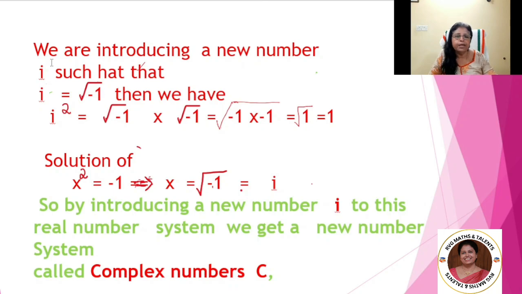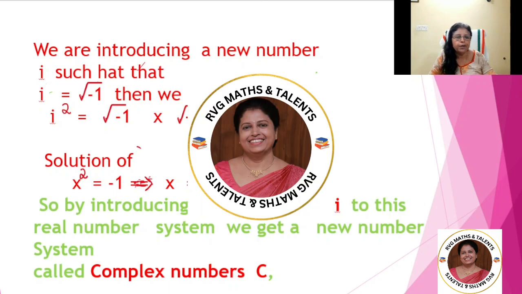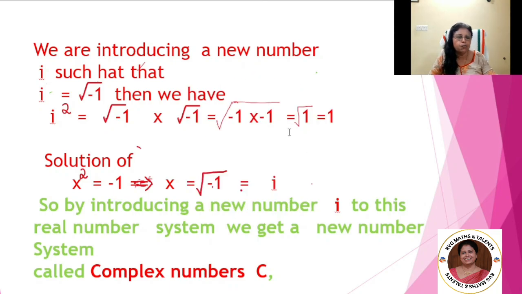For that, we are introducing a new number i, such that i is equal to root of negative 1. So, we are introducing this new number i such that i is equal to root of negative 1. So, what is i square? i square is root of negative 1 into root of negative 1, that is root of negative 1 into negative 1, that is root of 1, that is equal to 1. That means i square is equal to 1.